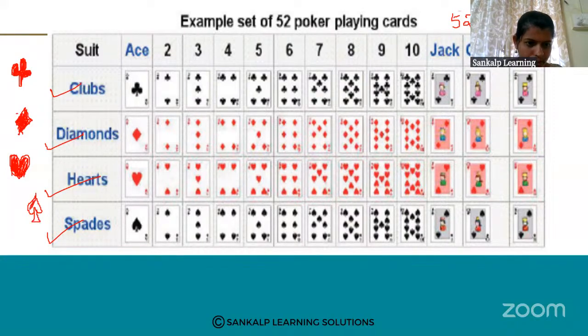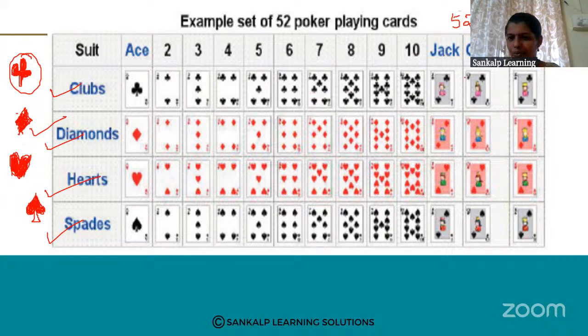So this is spades. Okay. Yes. So 4 types of cards we get. One type we call it as a clubs. So if you get this type of cards, then it is called as clubs. Then it is diamond, heart. Okay, heart. Next we get spades.